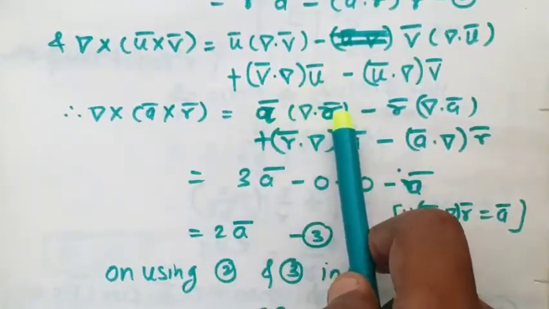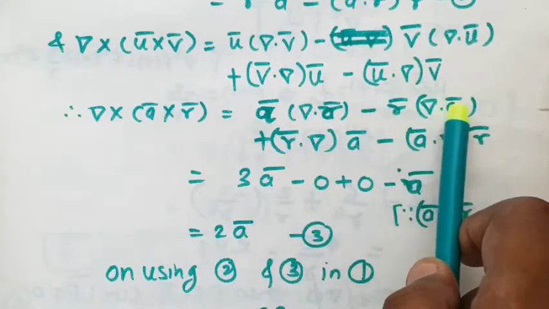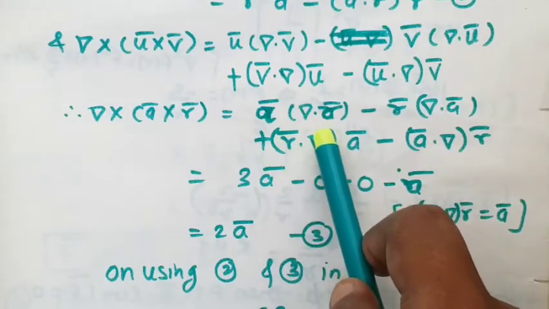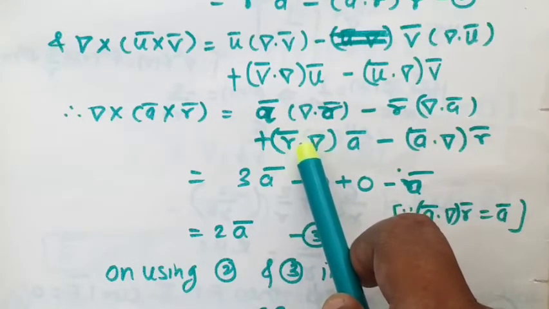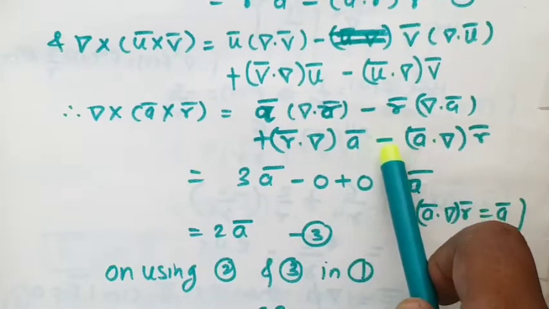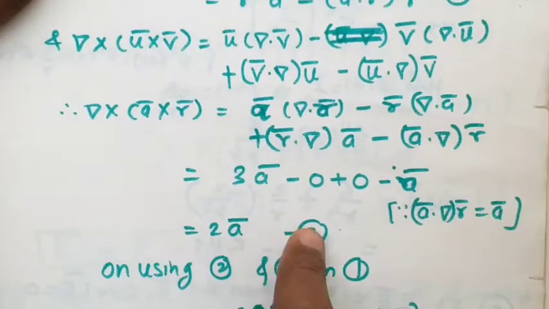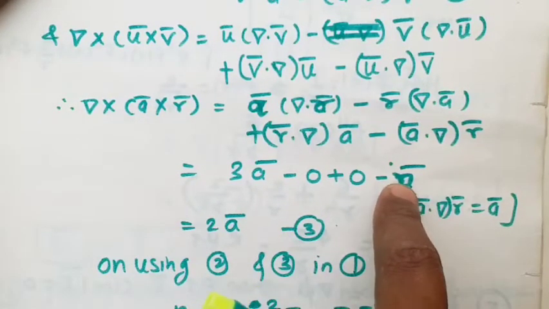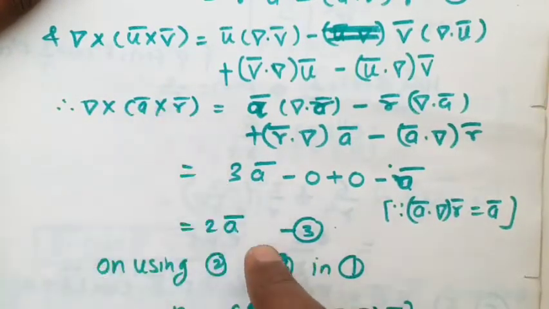The value of del dot r bar is 3, so it will be 3 times a bar, minus del dot a bar. Divergence of any constant vector is 0, so del dot a bar is 0. Again this term, r bar dot del is an operator, a vector differential operator, and a bar is a constant vector. Whenever we operate a differential operator on a constant vector, it results in 0. So the next quantity is also 0. Finally, a bar dot del operating on r bar: the value of a bar dot del into r bar is a bar. This result we have also written, this value is a bar. So 3a bar minus a bar is 2a bar. So we have obtained the value of del cross a bar cross r bar as 2a bar.